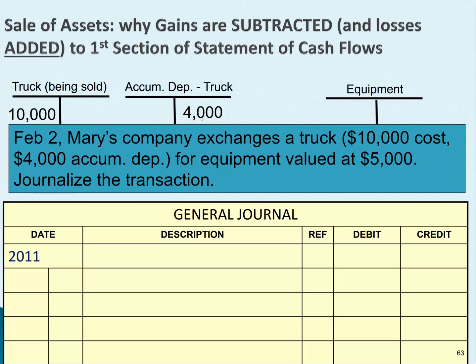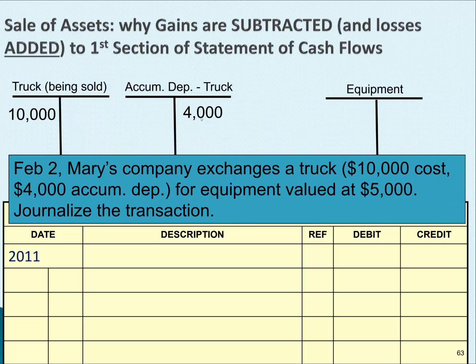So here's the transaction. On February 2nd, Mary's company exchanges the truck, the one that costs us $10,000 and has $4,000 of accumulated depreciation, for equipment valued at $5,000. So let's think about that for a minute. We're going to get equipment that's valued at $5,000 and we're giving up something that's valued at $6,000. So do we have a gain or loss? Obviously, we have a $1,000 loss. But let's journalize this transaction one step at a time.